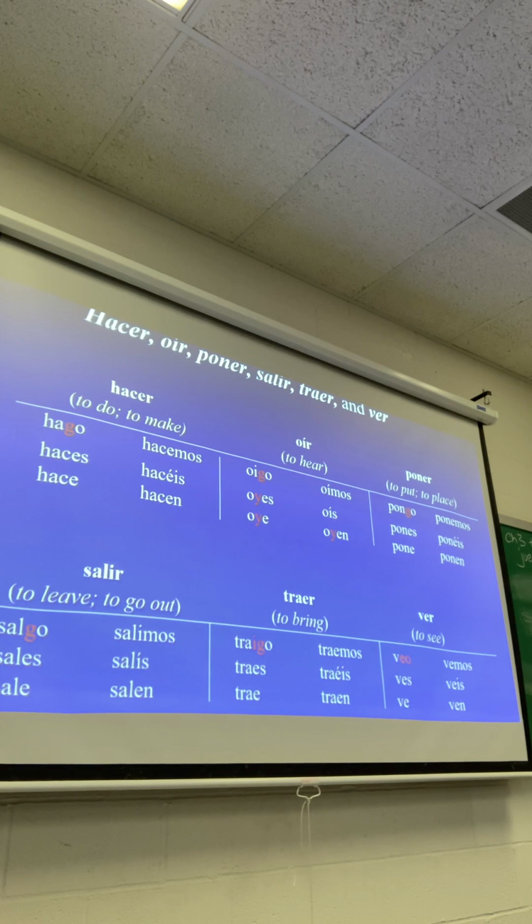Number 15, número 15, Liz. Muy bien, why don't you put the pen on the table? Once again, poner, just an ER verb. So in the tú form, drop the ER, add an ES. So, put the pen on the table.